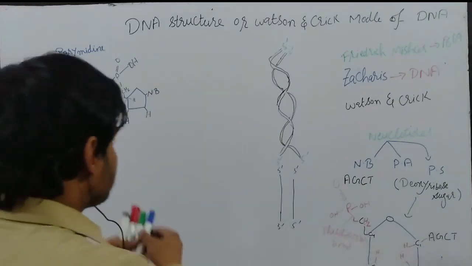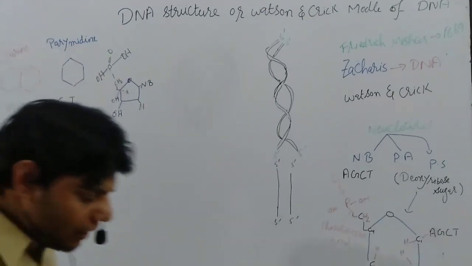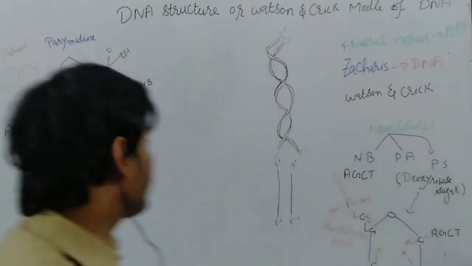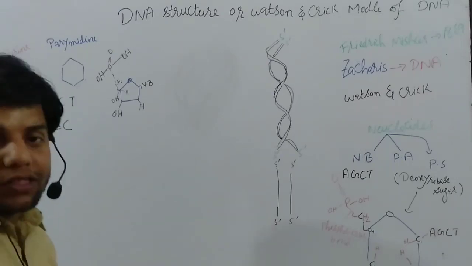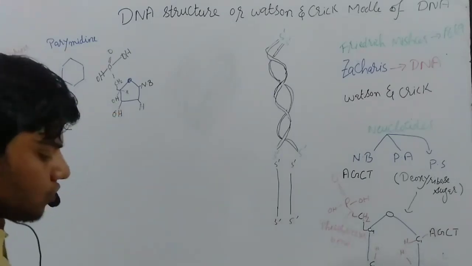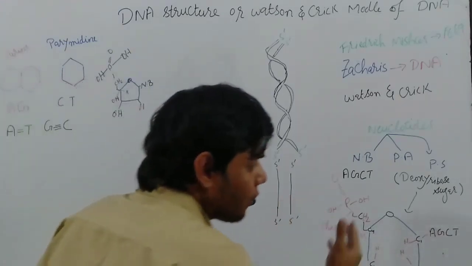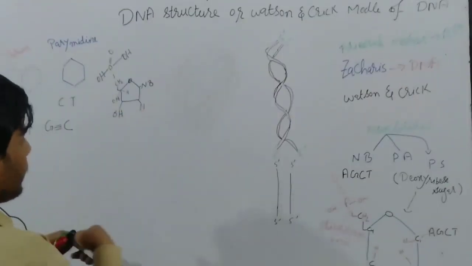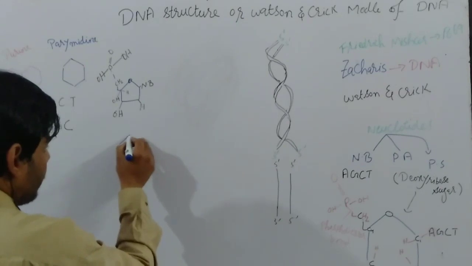Okay, now this is the first nucleotide. Now another nucleotide will be connected and make a phosphodiester bond at carbon number 3. This is the carbon number 3 position. So the other nucleotide which is connected to the first nucleotide will be connected here. Let me draw another nucleotide here.